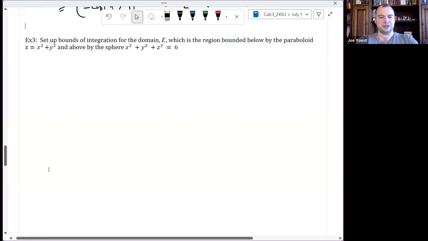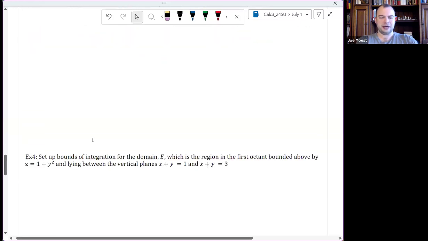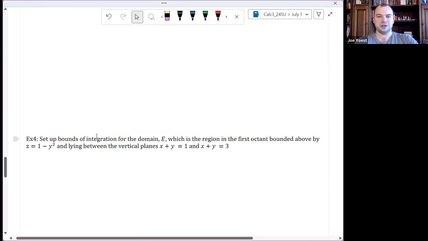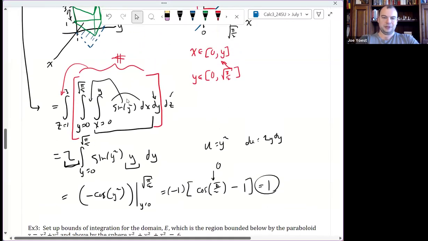Okay, so the next two examples, example 3 and example 4, we're just looking to set up bounds of integration. So we're not going to go through a whole integral like this. I think we can see that quite often setting up the bounds of integration is maybe as much as 80 or 90% of the challenge of the problem. At this point, performing the integrals is usually not a super challenging thing.